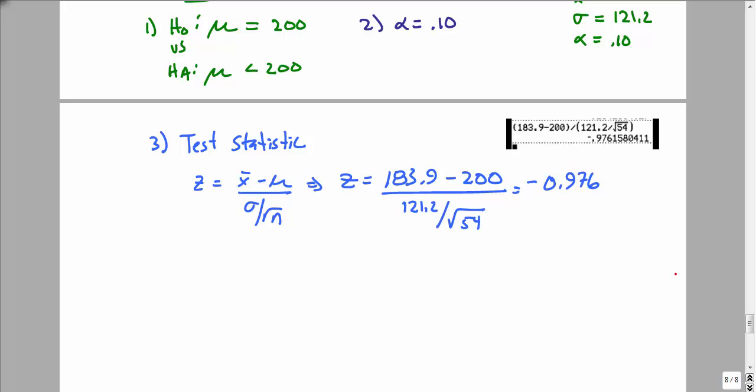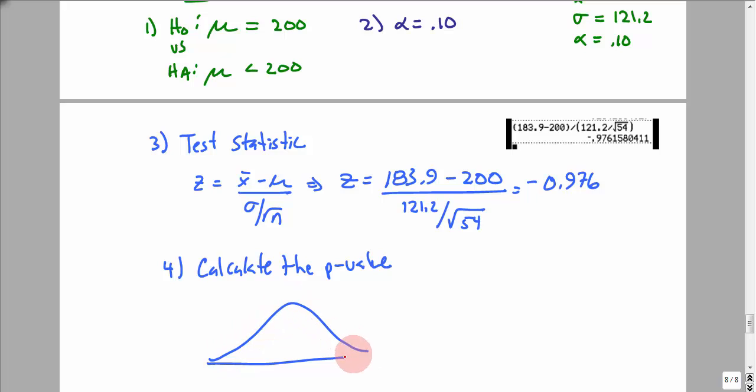Okay, next thing we're going to want to do is to calculate the test statistic. So when you're showing your work on the test, make sure you show all of these steps and label them. So next step is to calculate the p-value. Now this is a single tail test. In fact, it's a left tail test. So this is negative 0.976. And so it's a left tail test, so I'm looking for this shaded area as my p-value.